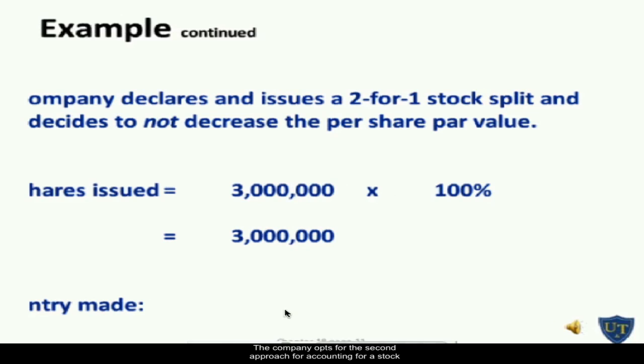Now suppose the company opts for the second approach to accounting for a stock split, where the per share par value remains the same, and they transfer dollars from contributed capital or retained earnings to common stock. In this scenario, the company is issuing 3 million shares of stock. Par value remains at 20 cents per share, so they would debit or decrease either additional paid-in capital or retained earnings for $600,000 and credit common stock. Notice that this entry is virtually the same as the one we made for the 100% stock dividend. And that's why this approach is often referred to as a stock split effected in the form of a dividend.